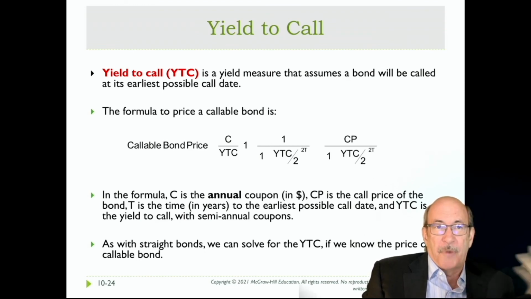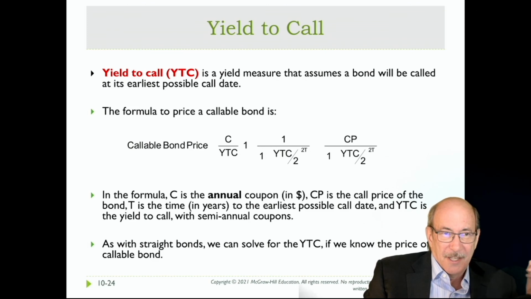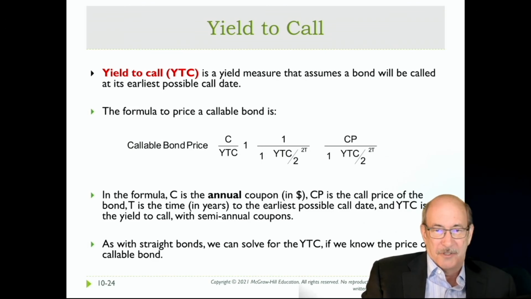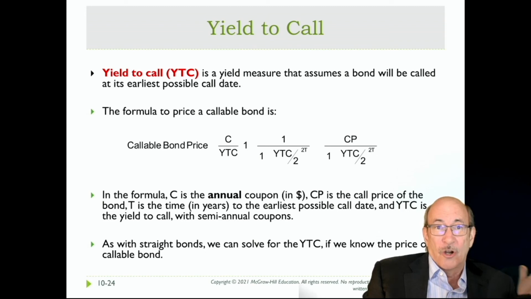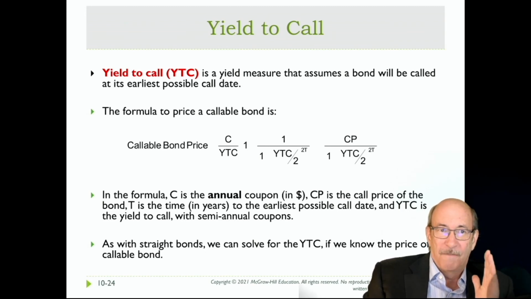So for the bond holder, for the person buying the bond, the question becomes, which is more relevant, yield to call or yield to maturity? And if we're in a fairly volatile interest rate market, then I would argue that yield to call, that's the earliest time you would get your principal back, is the more important figure.